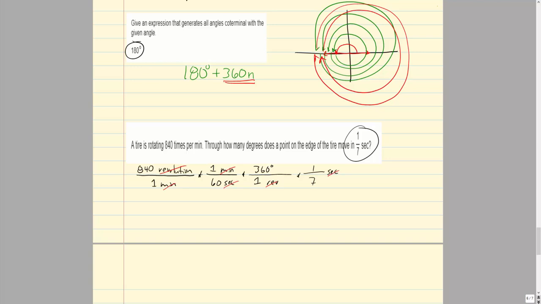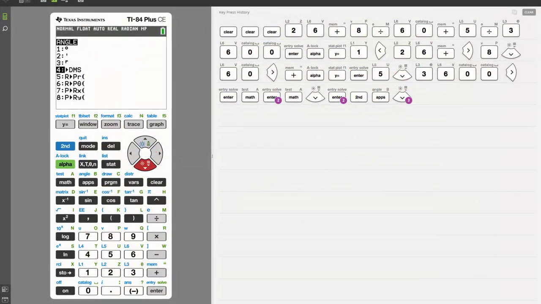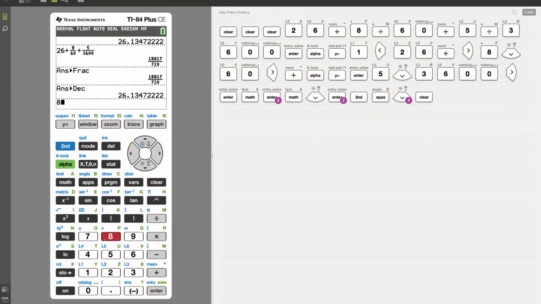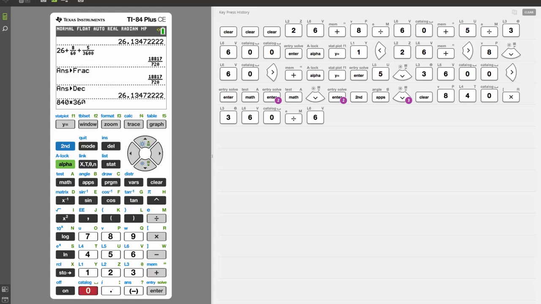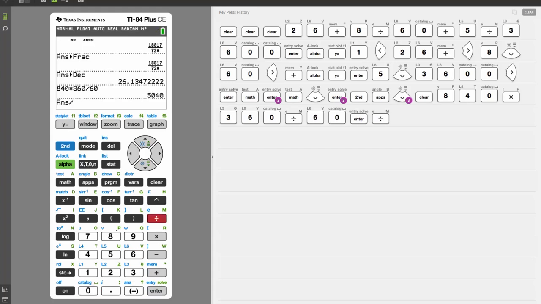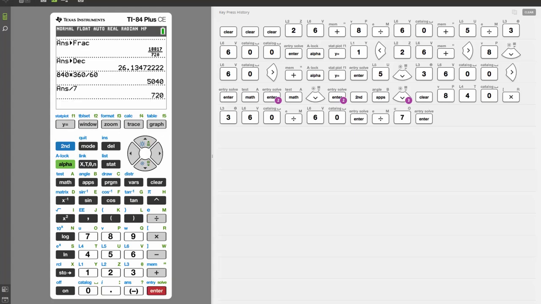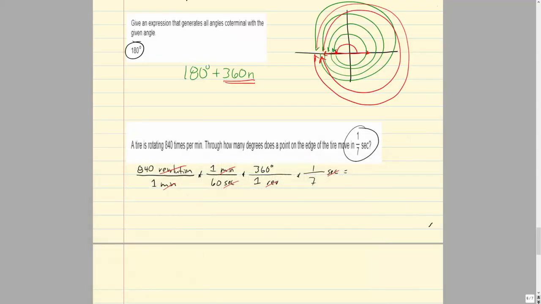So let's go ahead and grab our calculator. 840 times 360 divided by 60 divided by 7. So I'm going to clear this out. I have 840 times 360 divided by 60. I'm going to enter that and then divide that by 7. You can use your fraction key as well, and I get 720. So this is 720 degrees. So in 1/7 of a second, it's rotating 720 degrees, which is 2 spins around the unit circle, because 360 plus 360 is 720 degrees.